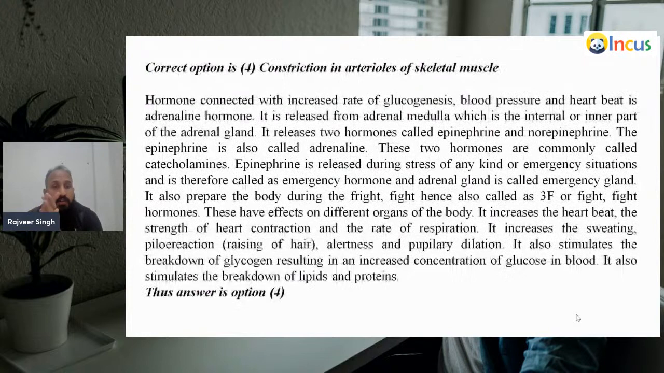Because the hormone generally connected with the increased rate of glucogenesis, blood pressure and heartbeat is the adrenaline hormone. It is released from the adrenal medulla, which is the inner part of the adrenal glands. It releases two hormones called epinephrine and norepinephrine. Epinephrine is also called adrenaline. These two hormones are commonly called catecholamines.